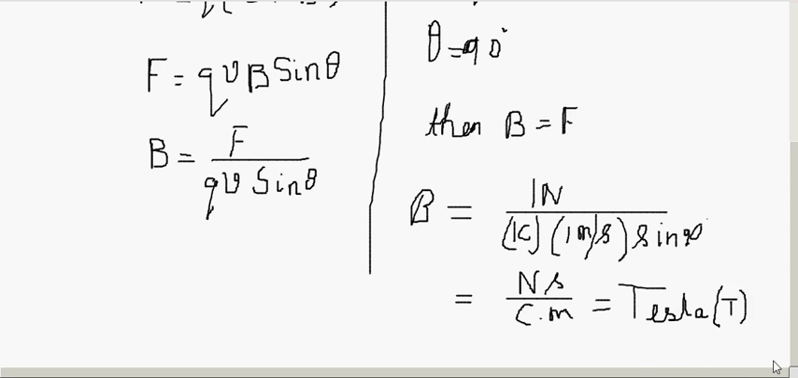The magnetic field induction at a point is said to be 1 Tesla if a charge of 1 coulomb, moving at right angles to a magnetic field with a velocity of 1 meter per second, experiences a force of 1 Newton at that point.